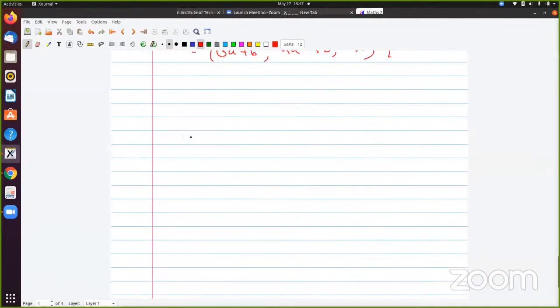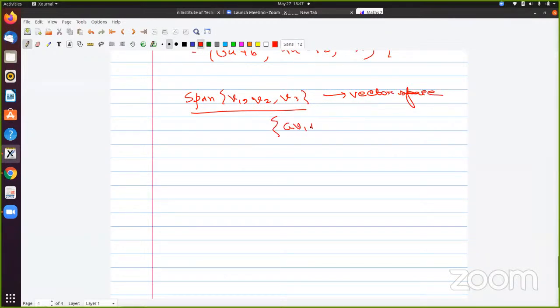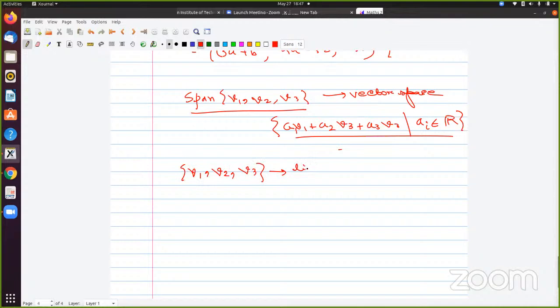Okay, I'll explain. Take the span of, suppose, v1, v2, v3. This is a vector space, and the elements of this vector space are linear combinations of this type, a1v1 plus a2v2 plus a3v3, where the ai are in R. All such combinations. This is a huge set.